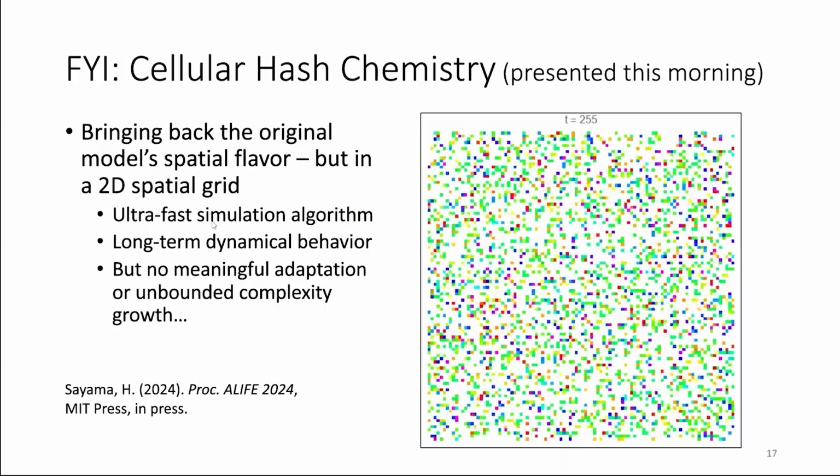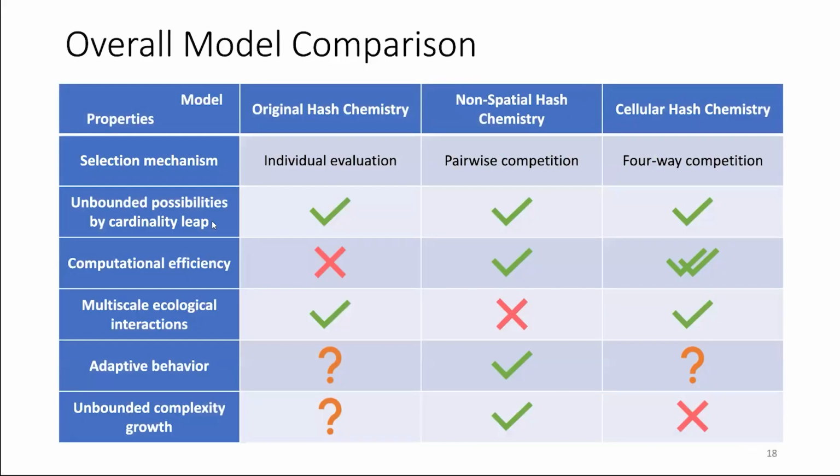So anyway, here's a summary of those 3 variations of the hash chemistry model family. The original one had the individual-based evaluation mechanisms. All of them actually show the cardinality leap. The computational efficiency is much better for the non-spatial and the cellular one. The cellular one is very, very fast.